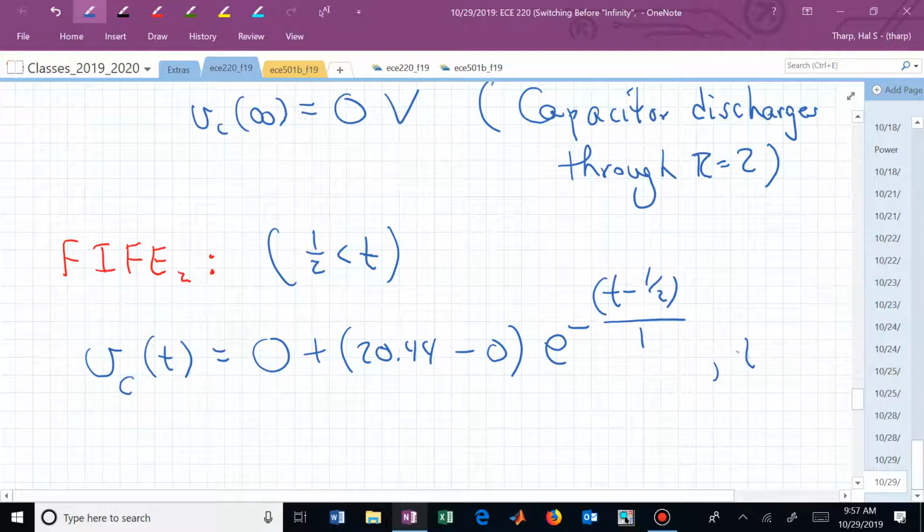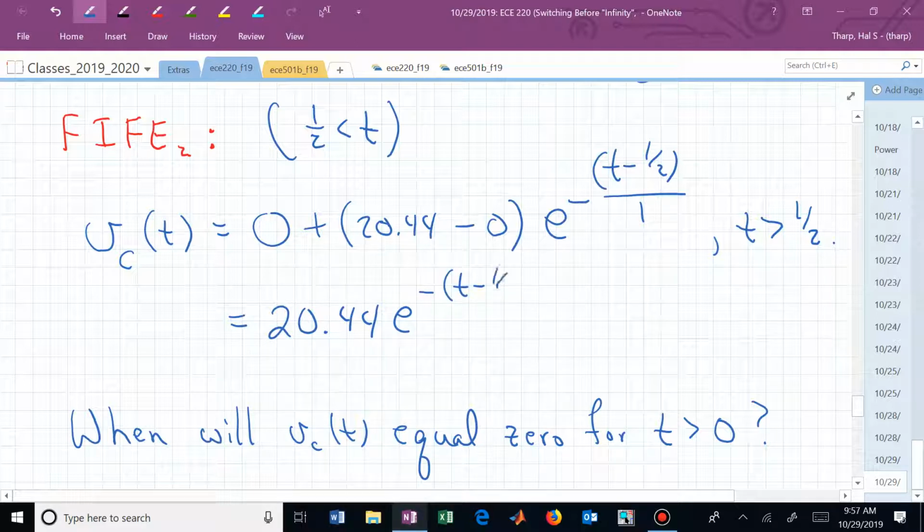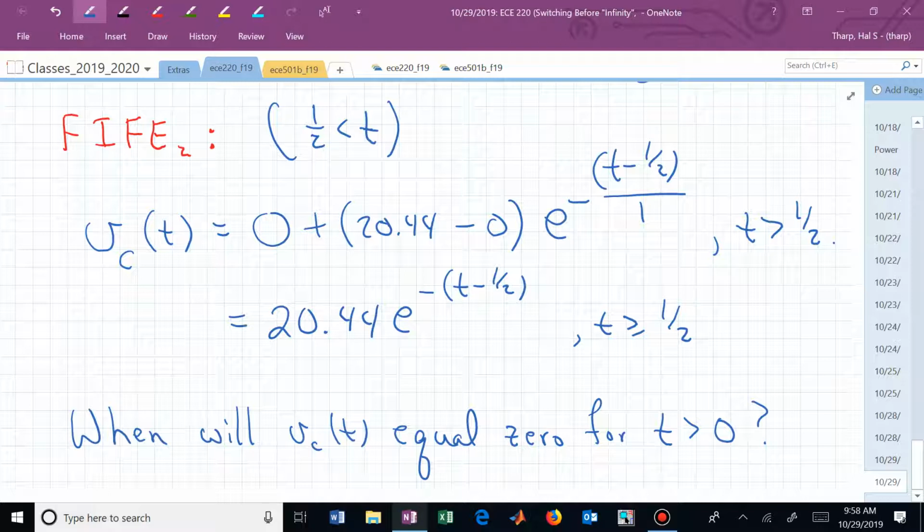And this is what the voltage expression looks like for time t greater than 1/2. And a lot of that now falls away, and we now have this natural response behavior, 20 e to the minus (t minus 1/2) divided by 1. And that's what we have for our V sub C of t.